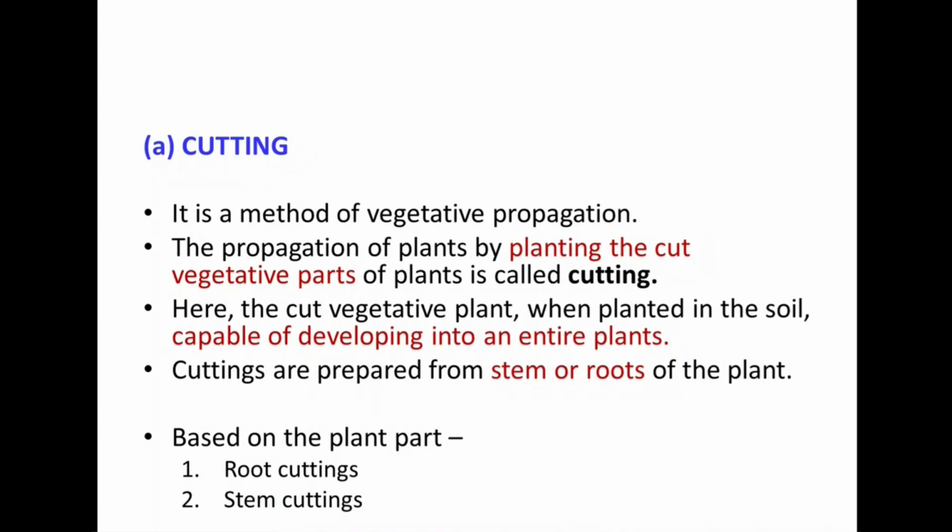Whether it is a 3-inch cutting or a 6-inch cutting, it will have the capacity to develop into an entire plant, because every plant has totipotency. Even a single cell is enough. From that single cell, we can grow entire new plants through tissue culture. Like that, here also, one twig is enough to get an entire new plant. So that's why cutting is very, very important.